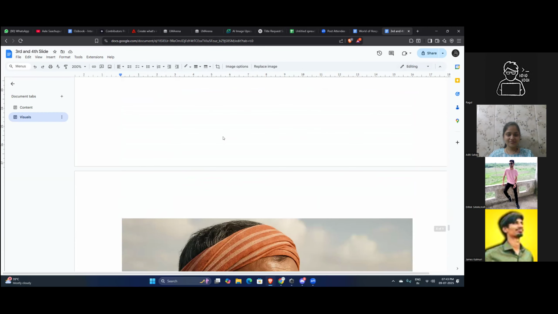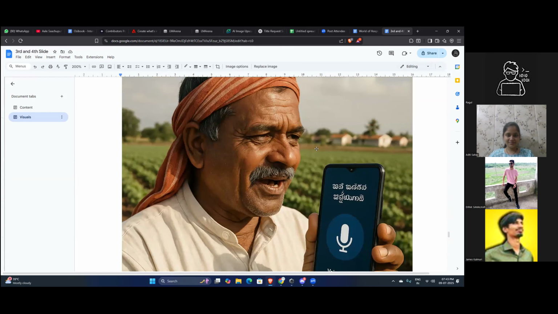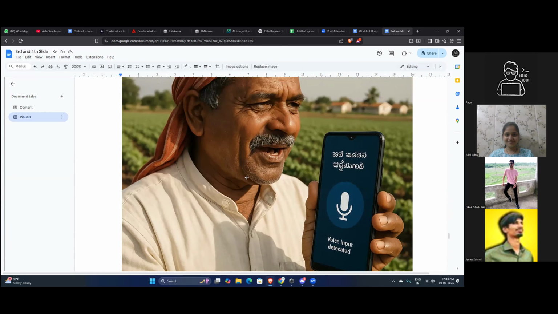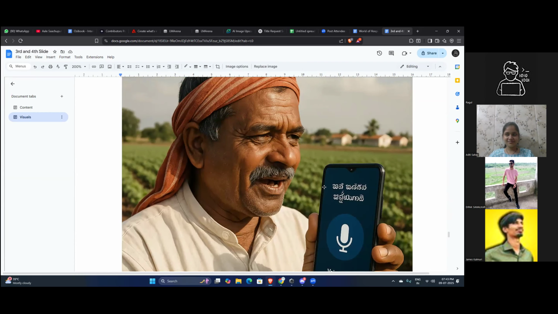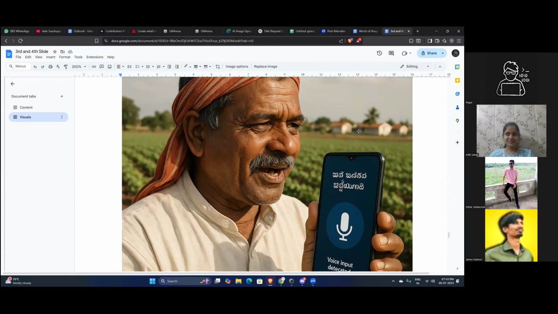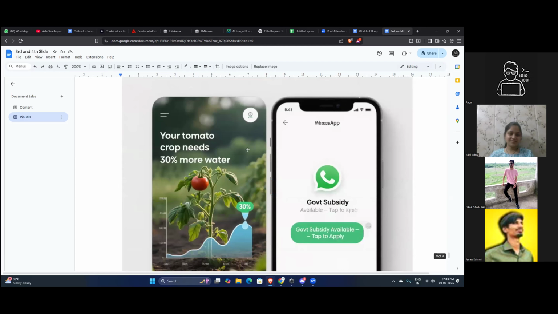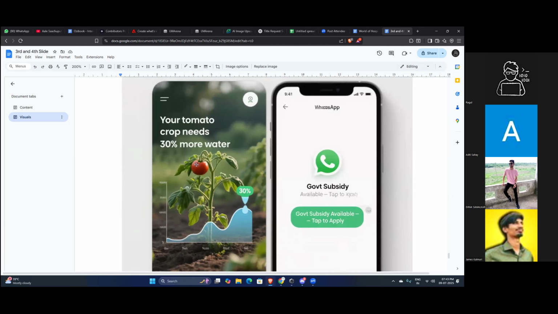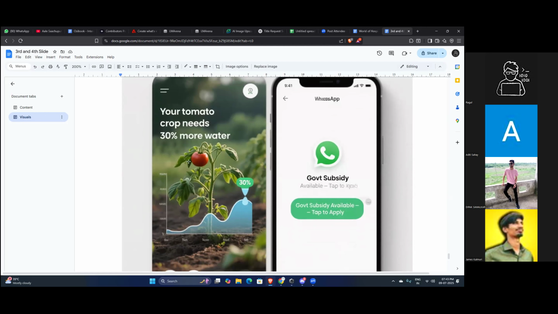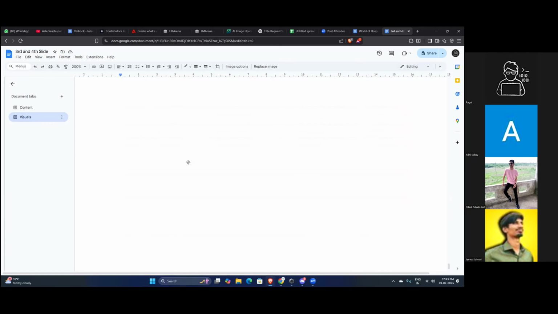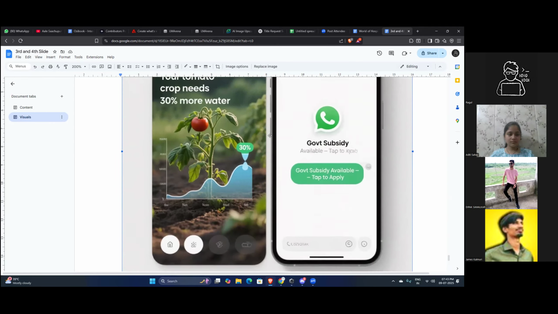Sure, the same thing I explained before. The next one is voice input detected, the Kannada part. If a farmer speaks, it will automatically detect the Kannada language and give us the format. And the last one is the WhatsApp alert, such as how much water our tomato crop needs, so that the farmer will understand it, go to the land, and water the crops. So this is our visual for the additional features.